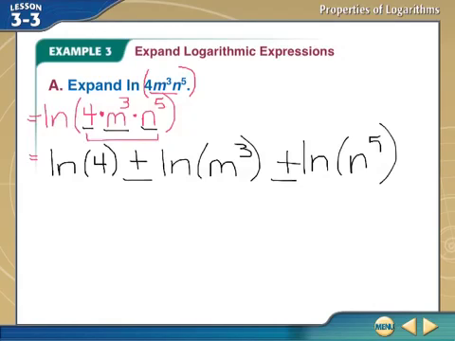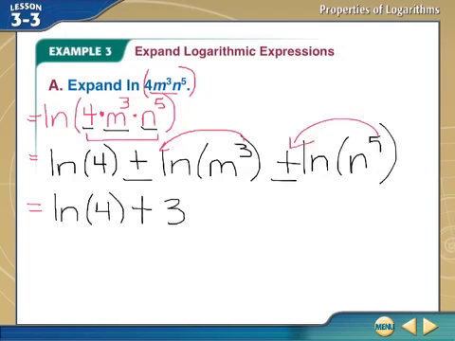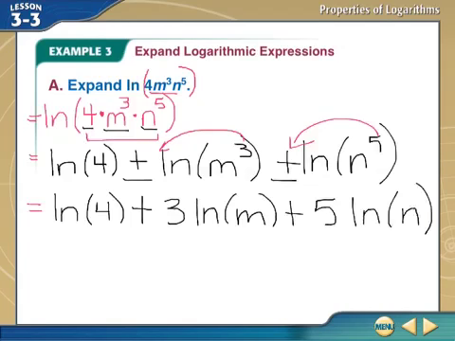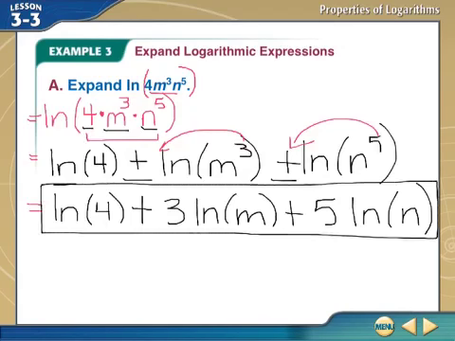We've expanded, but we can apply one more property. We can apply the power property and bring these powers out in front of the logarithms and multiply the natural logarithms by those exponents. So what we have is ln of 4 plus 3 ln of m plus 5 ln of n. So natural log of 4 plus 3 times the natural log of m plus 5 times the natural log of n. And this is our final answer in expanded form.